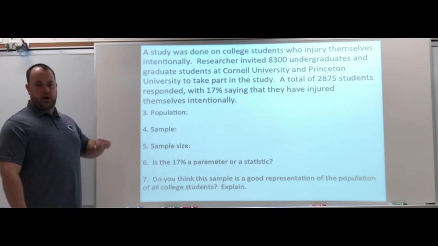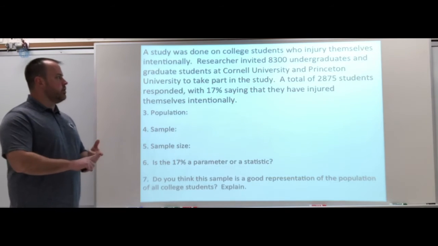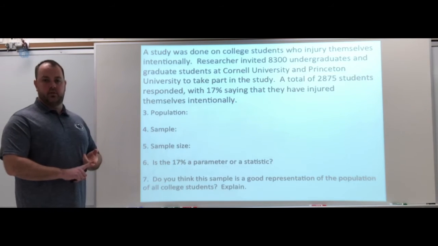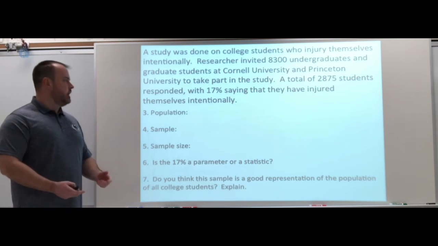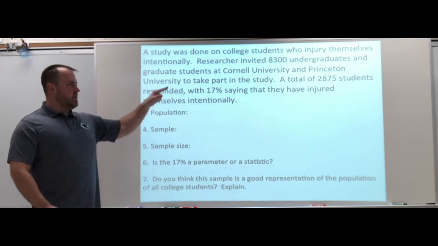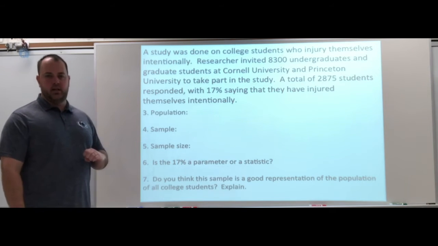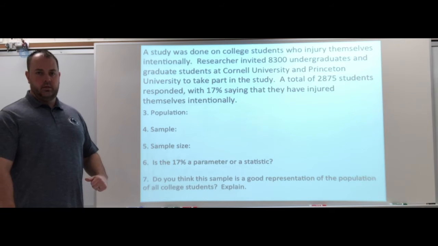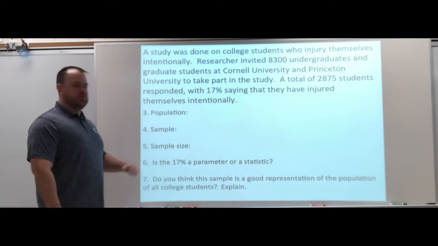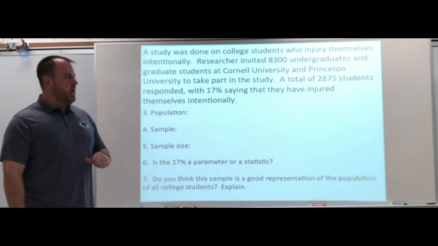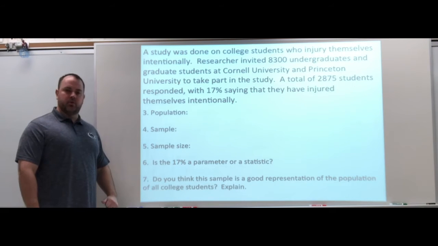Okay, so let's start with the population. Our population that we sent out, we were looking at undergrads, graduates from Cornell and Princeton University. That was the population that we were able to survey. Okay? The sample was the 2,875 graduates and undergraduates who responded from Cornell and Princeton. Okay? So the people who responded, that's what our sample is. Sample size is a value, that's the 2,875. Is the 17% a parameter or statistic?